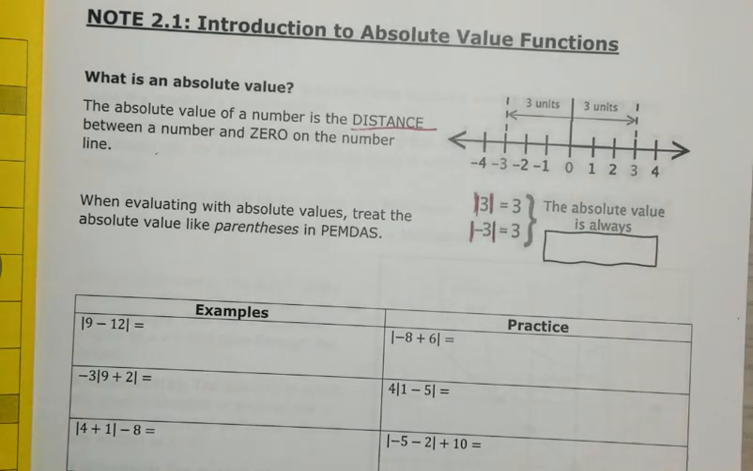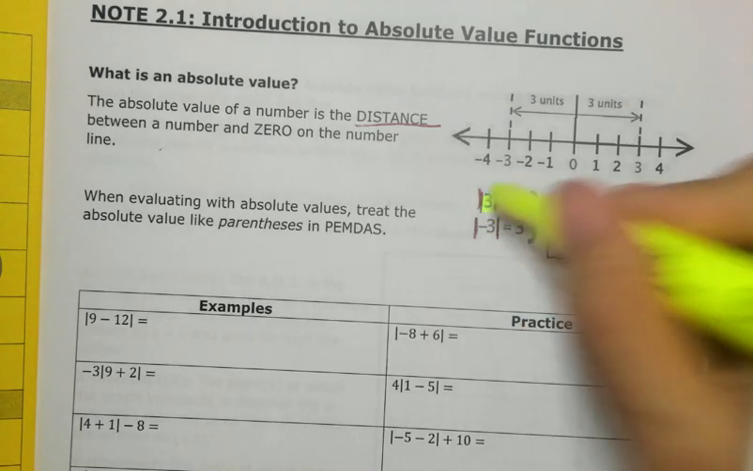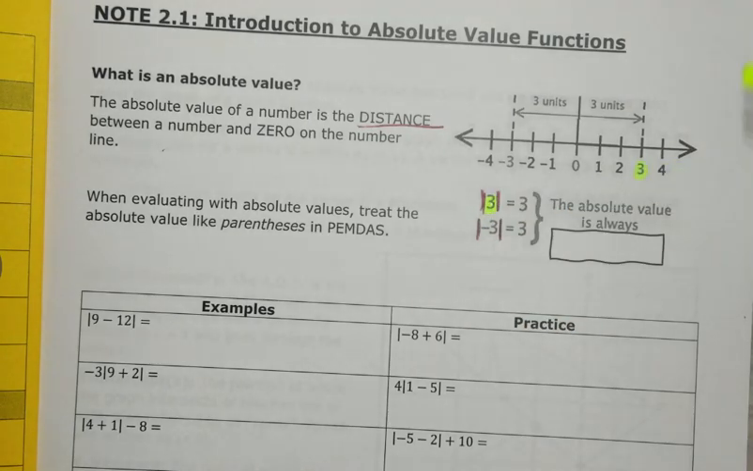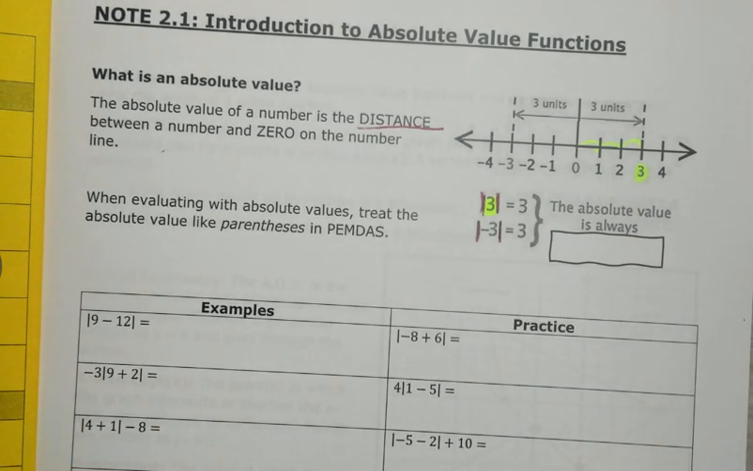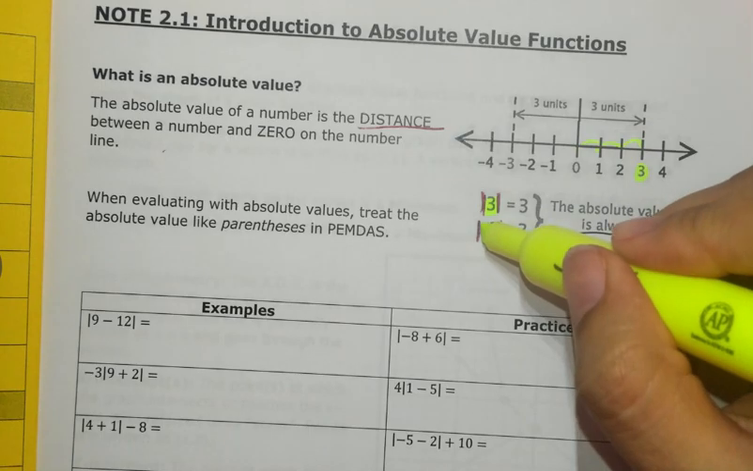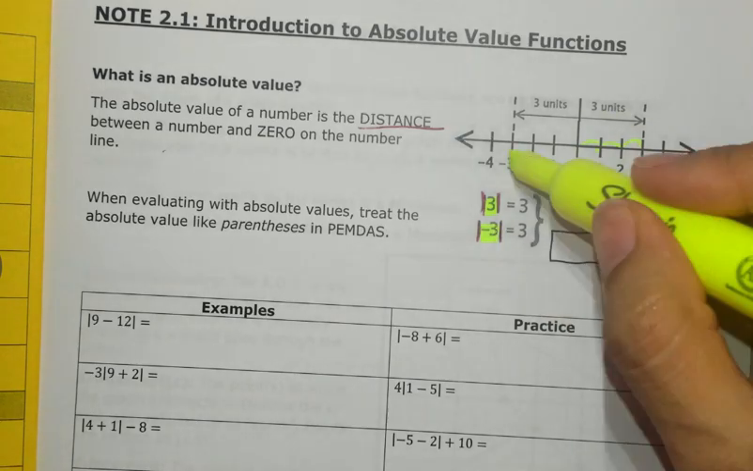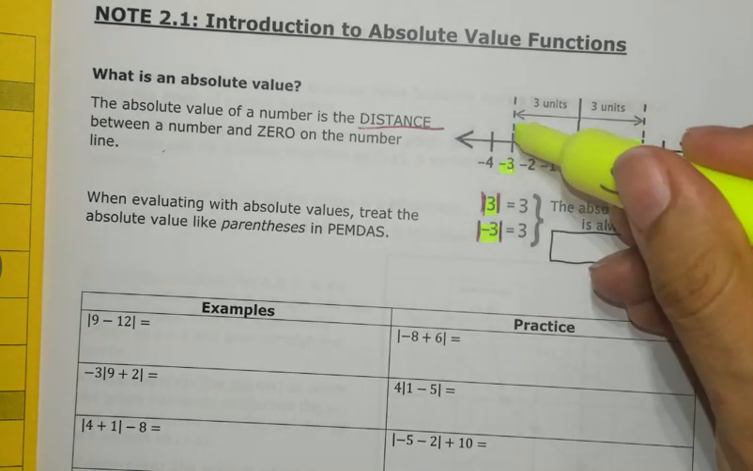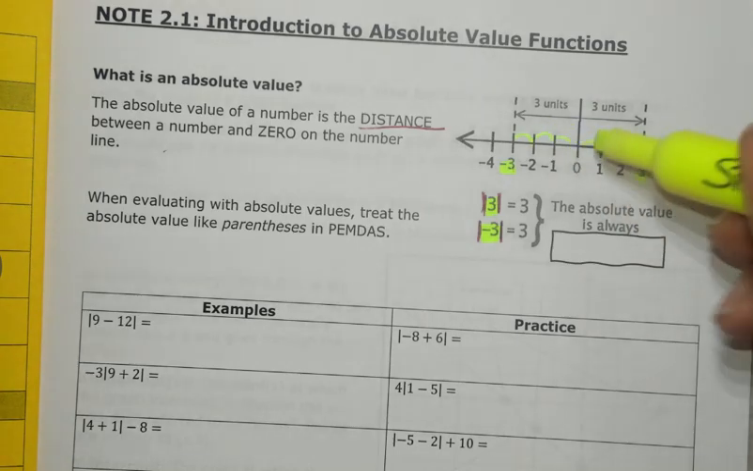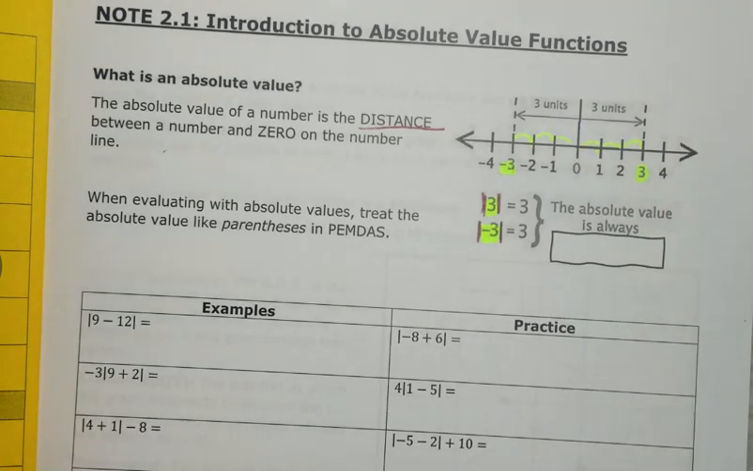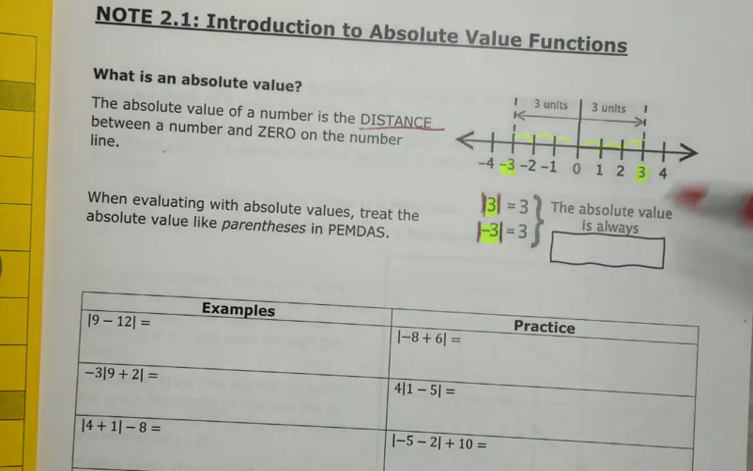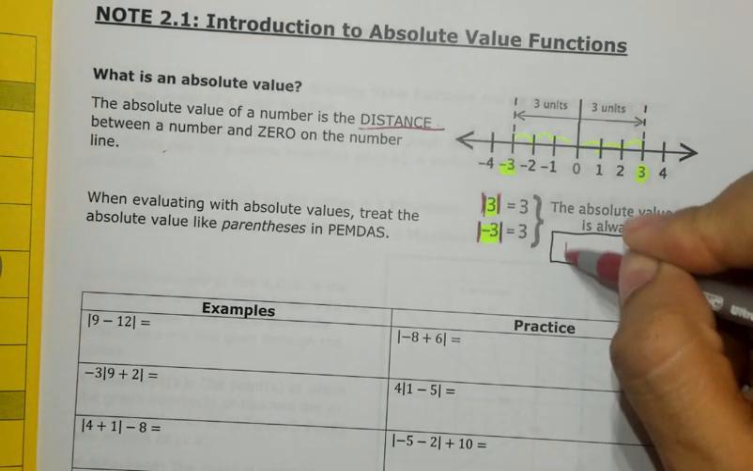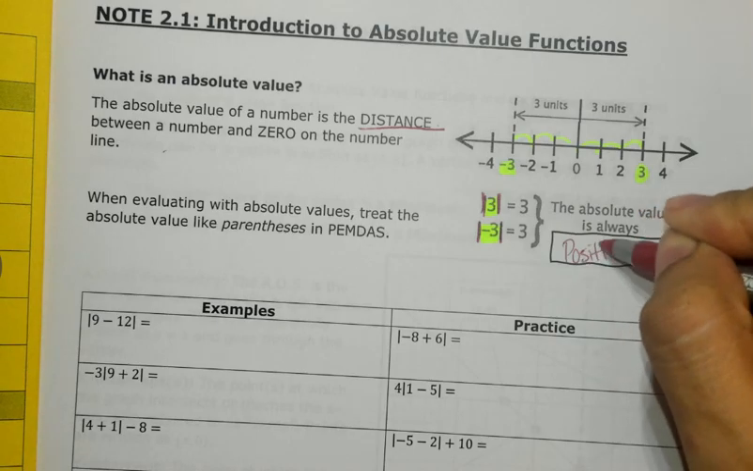So these next two examples are asking what's the absolute value of 3. 3 is right here, so the distance away from 0, 1, 2, 3, the answer is 3. There's 3 spaces away from 0. The absolute value of negative 3 is right here. Again, it's 1, 2, 3, 3 spaces away from 0. So both of these have the answer of 3 because you're just answering the distance. So the absolute value is always going to be a positive number.